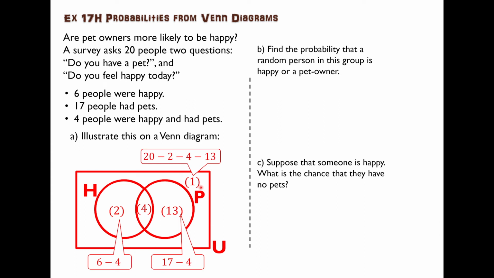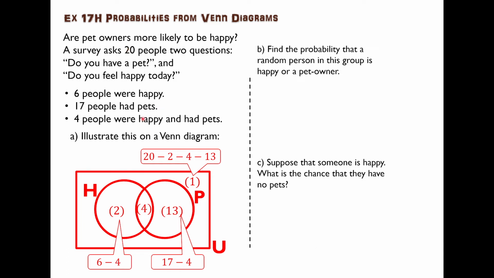There's only 1 person left. And you can check, you can see, a number of people with pets, 4 plus 13 is 17 people with pets. That's good. You can add up all of these numbers and see that we have 20 people total. We didn't just invent people.